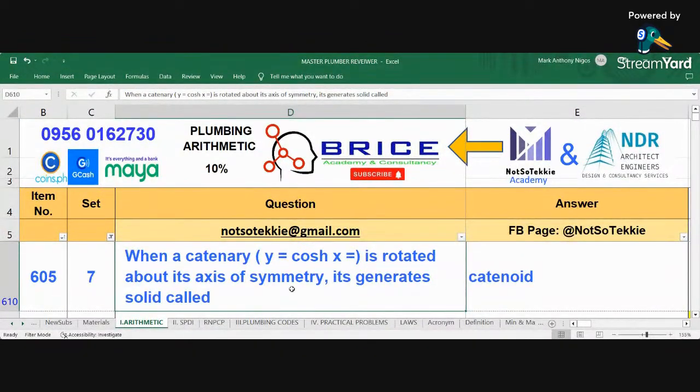605. When a catenary y equals cosh x is rotated about its axis of symmetry, it generates a solid called a catenoid. The answer is catenoid.